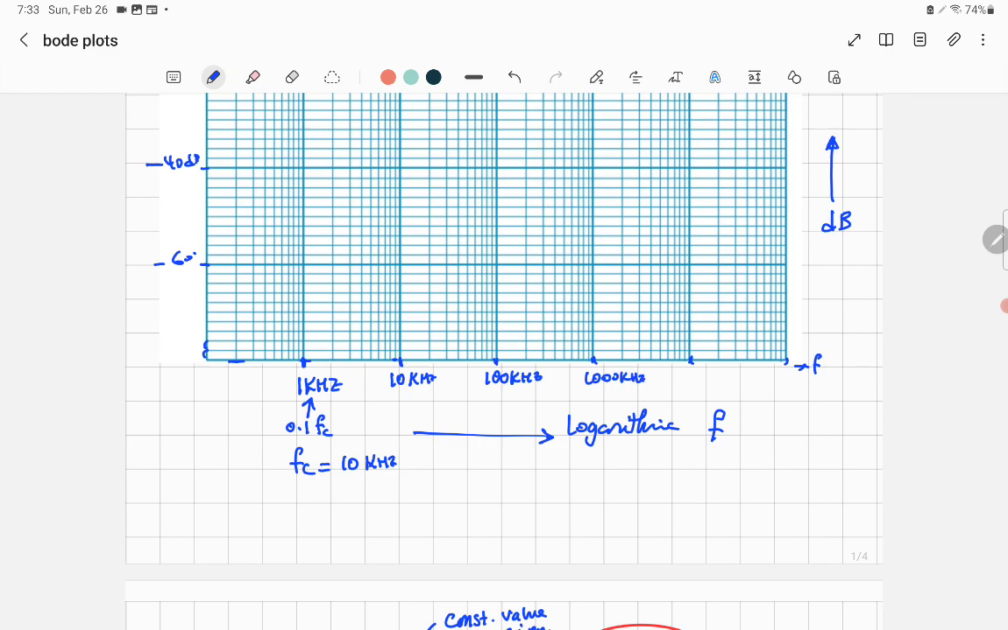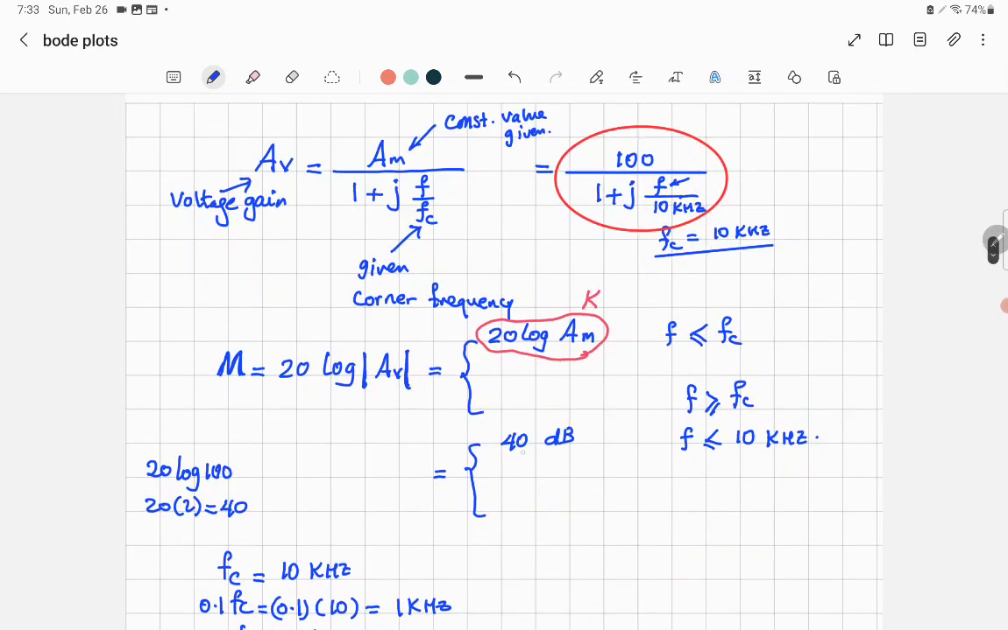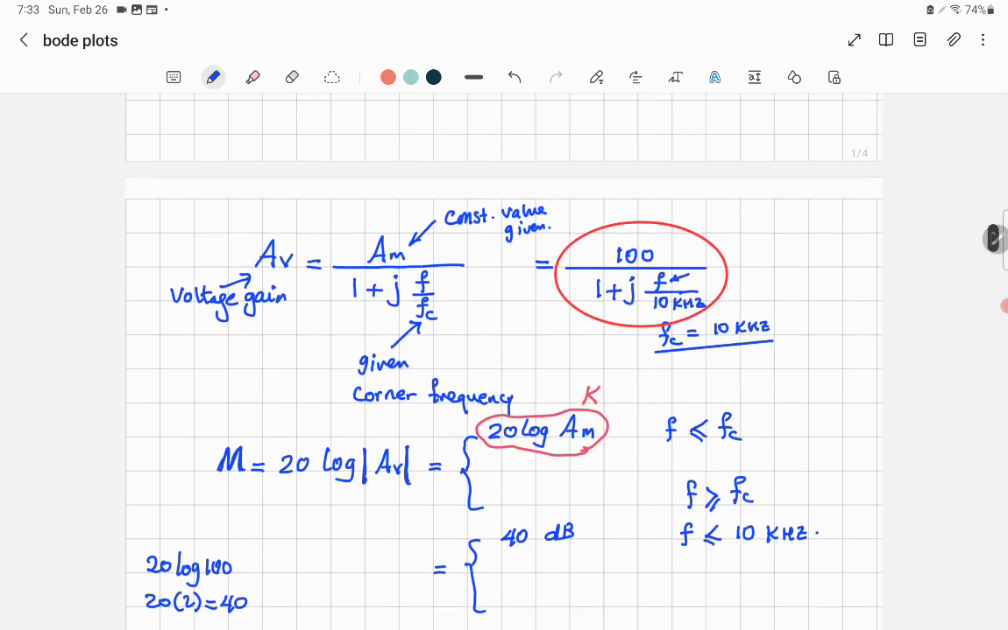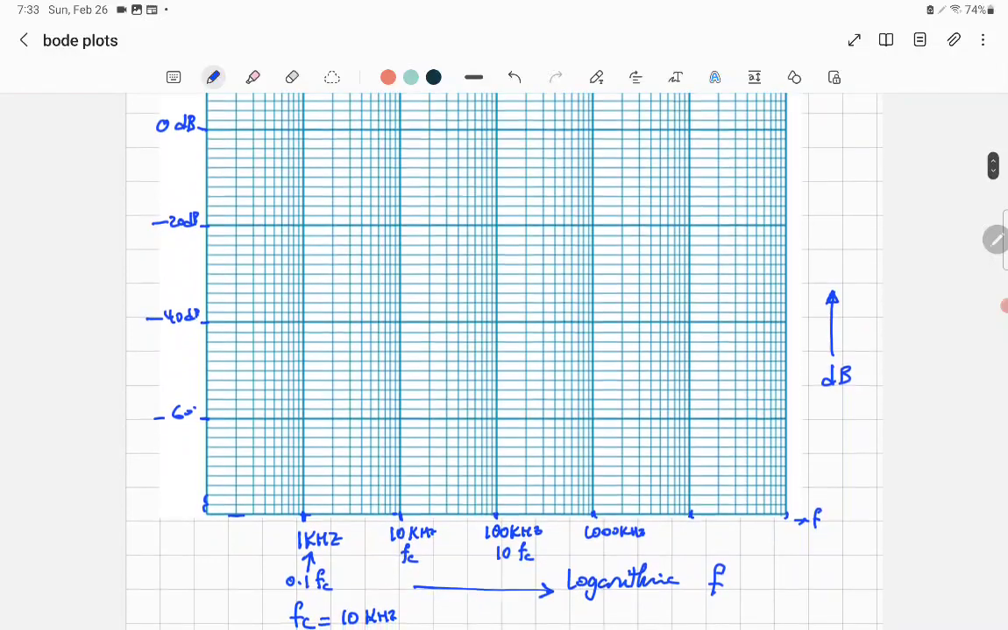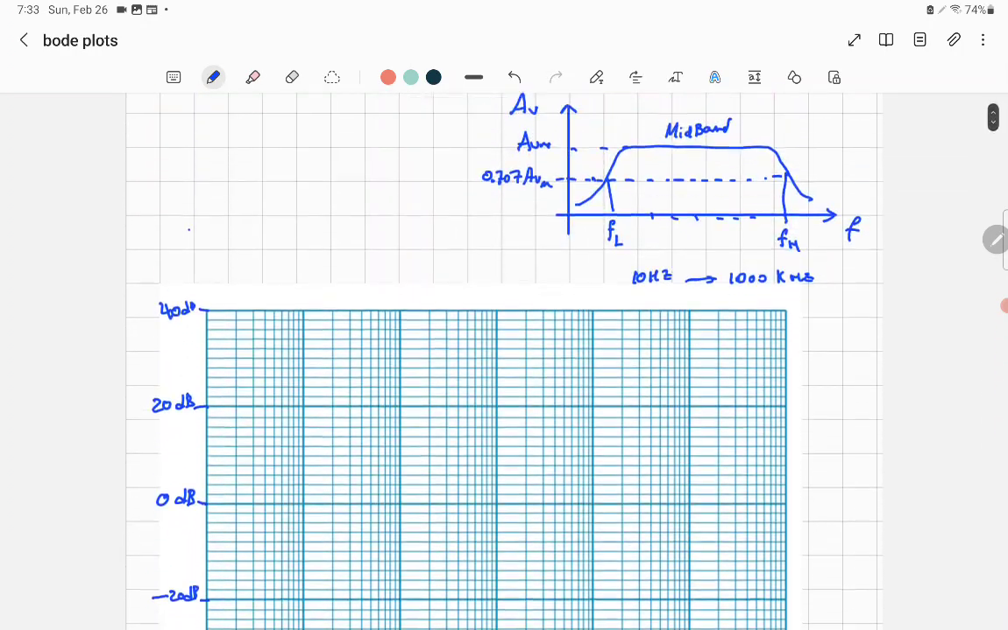And it's good if you mark this as corresponding to the corner frequency, and this corresponding to 10 times the corner frequency. So that's the first thing. We got from this graph that in the first region, where the frequency is less than 10 kilohertz, it will be equal to 40 decibel. And by the way, you can have the same range of frequency if you like to put it on the top here.